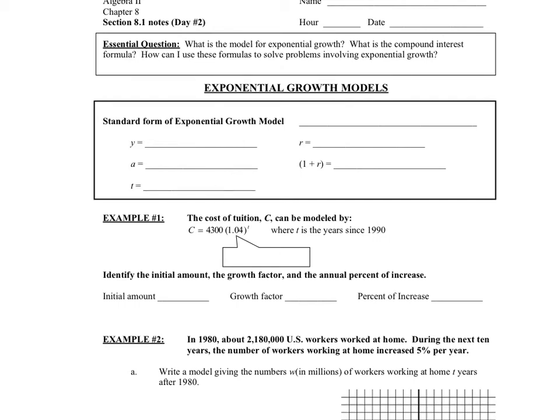All right, so in section 8.1, day 1, we introduced what exponential functions are, and today we're going to talk about exponential growth models and how these functions can be used. So the standard form for an exponential growth model is y equals a times 1 plus r to the t power.